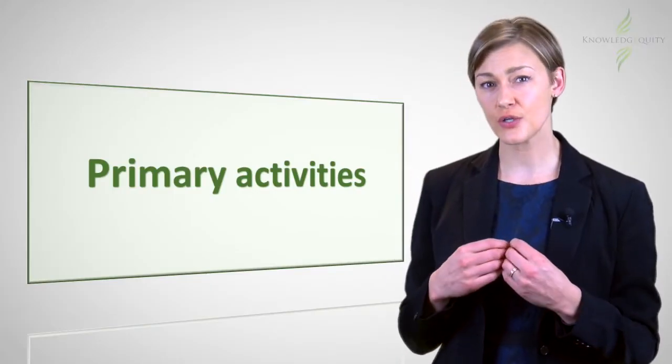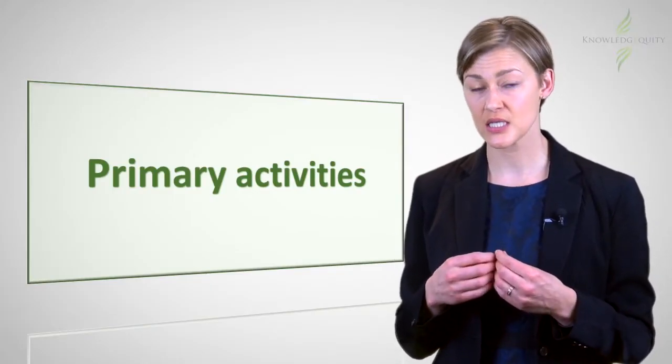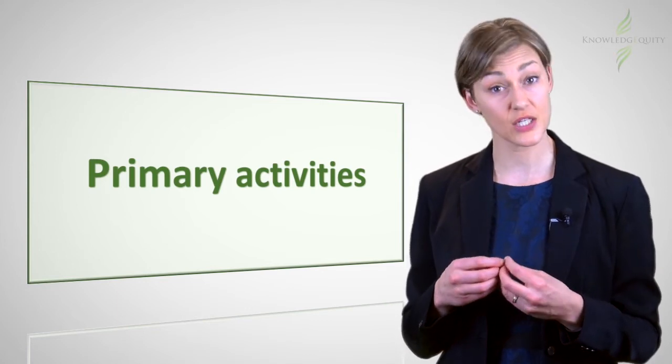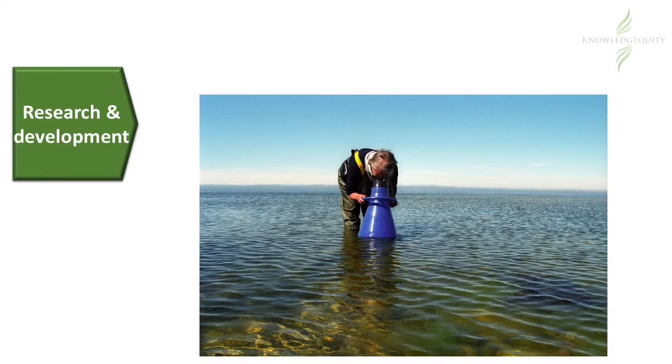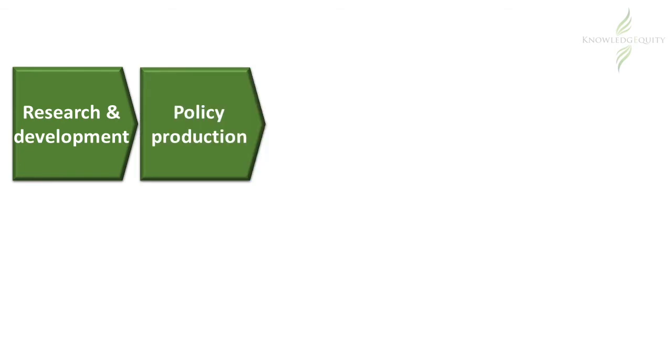The organisation value chain in relation to fishing licences would include primary activities such as research and development. This is the scientific research to determine the sustainable limits and the current fishing stock levels. Policy production. This is the legislation that is created and implemented to set sustainable limits and requirements for licences and penalties.